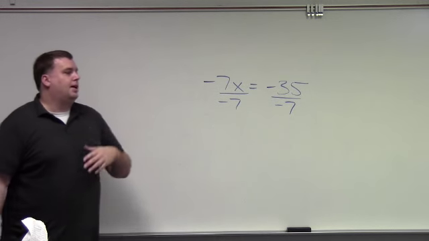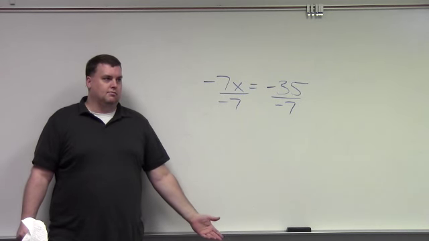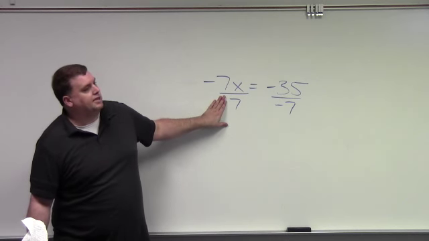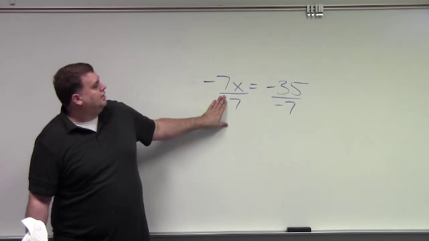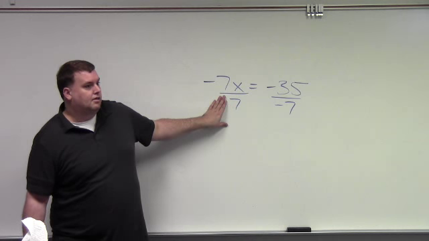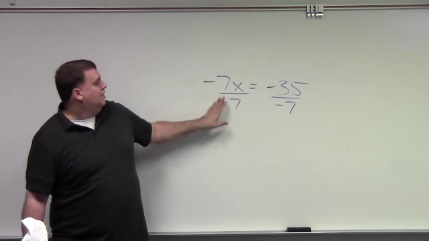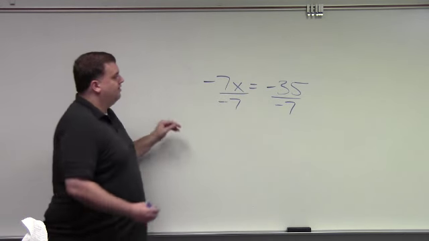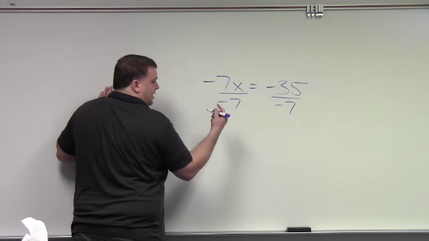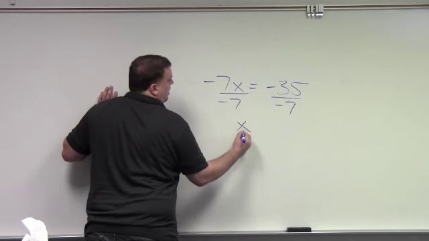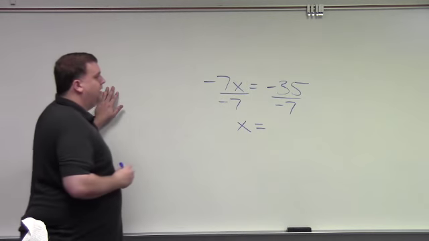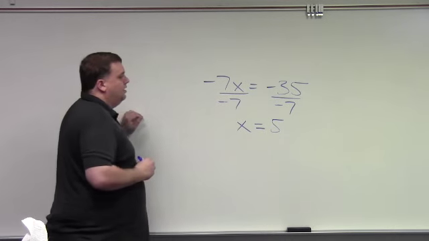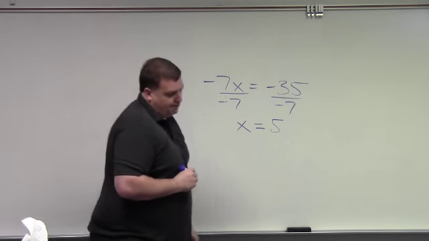Now, why wouldn't we divide by a positive 7? What would happen if I divided by a positive 7? What would that leave me with? It would change it to a negative x, right? We don't want a negative x, we want a positive x. So when you're dividing, always divide by the whole number, whatever that is. Negative 7, you want to divide by negative 7, because negative 7 divided by negative 7 is 1, a positive. So what's negative 35 divided by negative 7? 5. Negative divided by negative is positive. So that gives us x equal to 5.